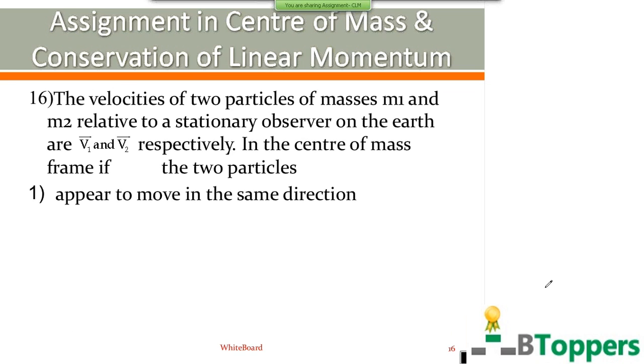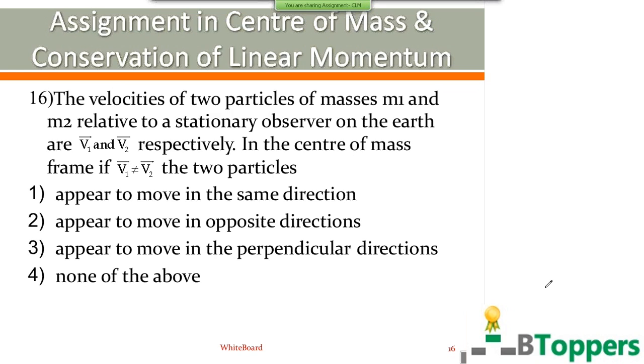Question number 16. I have already discussed this in the theory part. You can see question number 16. The velocities of two particles of masses m1 and m2 relative to a stationary observer on the earth are v1 bar and v2 bar respectively. In the center of mass frame, if v1 bar is not equal to v2 bar, the two particles... four options are given.